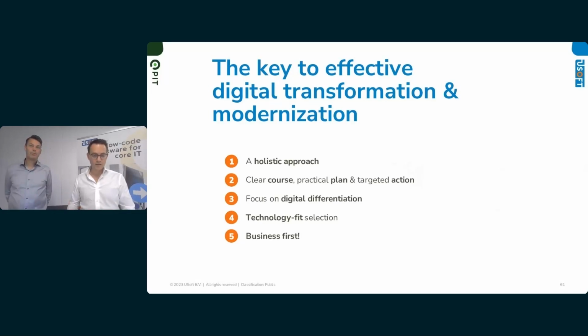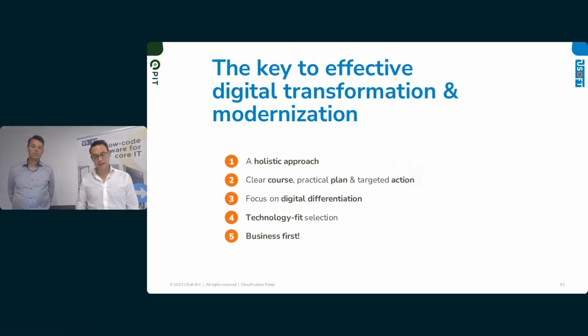IT is a supporting mechanism, can be a very powerful enabler, but it's really a business process. It's not about getting the technology and fixing the problem. It's about what Ruurd said, having a holistic approach, knowing exactly where you need to go, what the course of action is, how you can formulate a practical plan, and then move to targeted actions. And this is also what we stress from a technology standpoint.